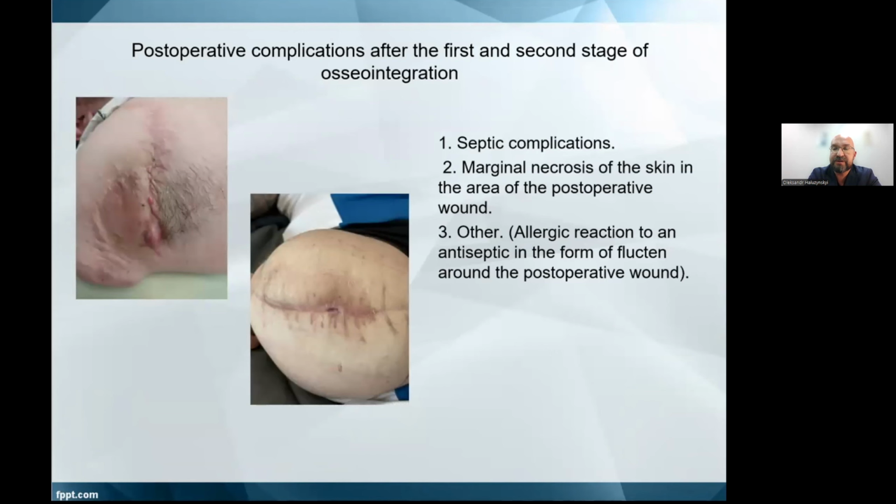In general, the topic of infection interests everyone who hears about osseointegration for the first time, both patients and doctors. And such a problem does exist. It is a leading cause among complications. Fortunately, in most cases, it is superficial.